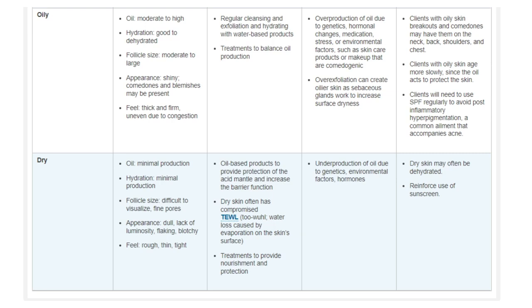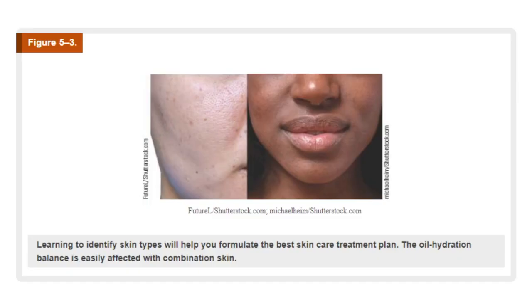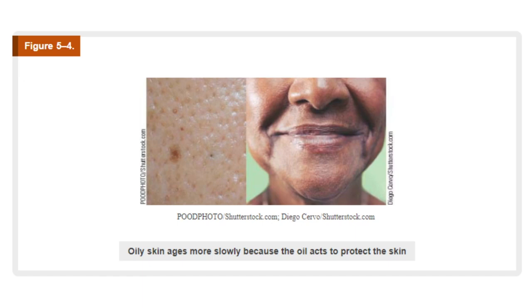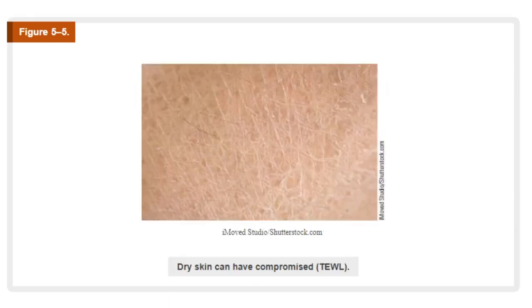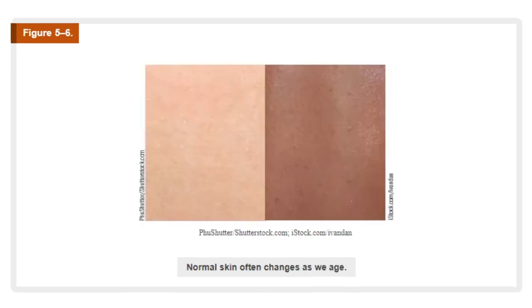Skin type, dry. What does it look like, feel like? Figure 5.3. Learning to identify skin types will help you formulate the best skincare treatment plan. The oil hydration balance is easily affected with combination skin. Figure 5.4. Oily skin ages more slowly because the oil acts to protect the skin. Figure 5.5. Dry skin can have compromised TEWL. Figure 5.6. Normal skin often changes as we age.